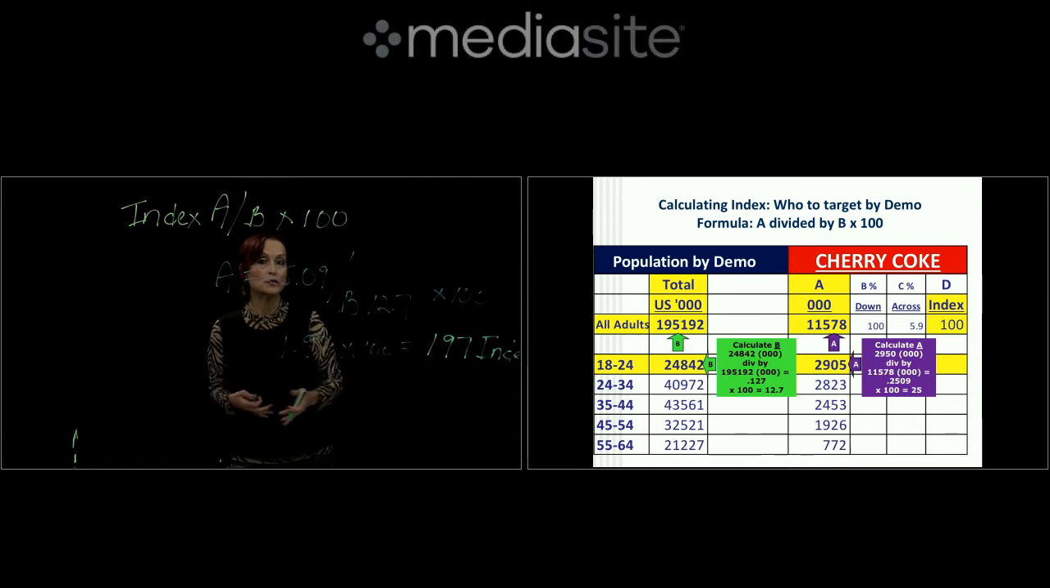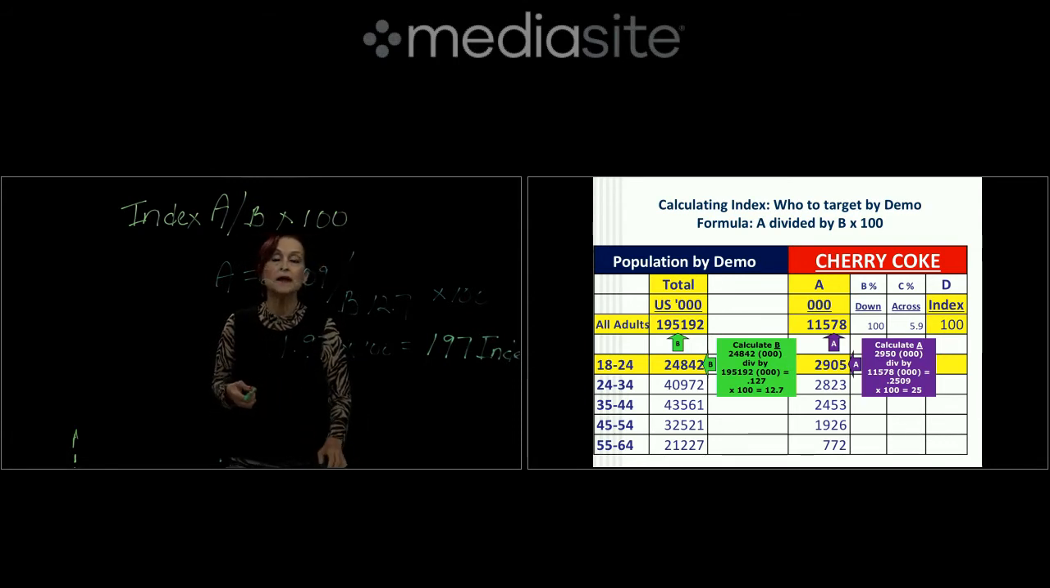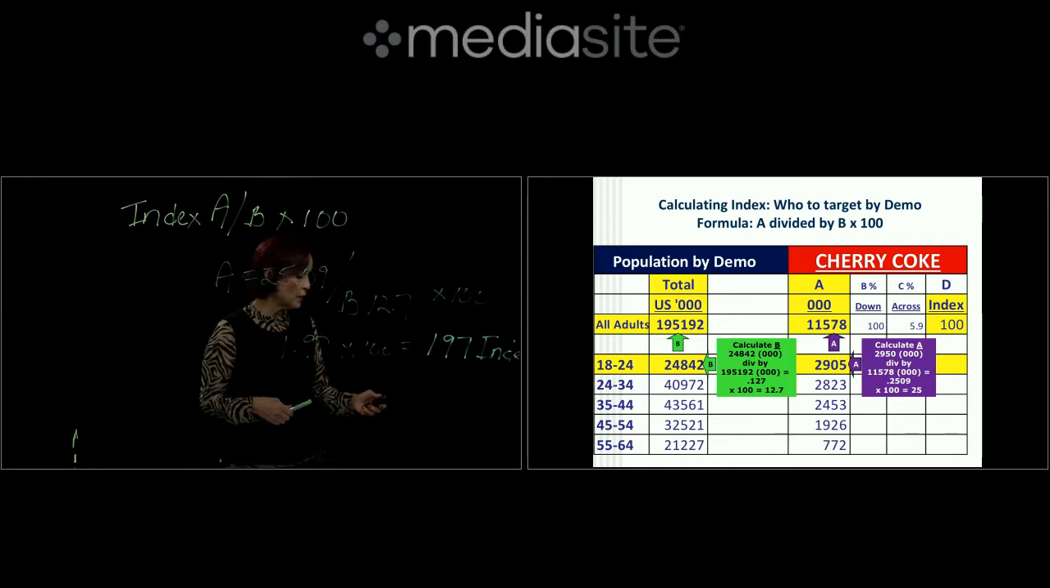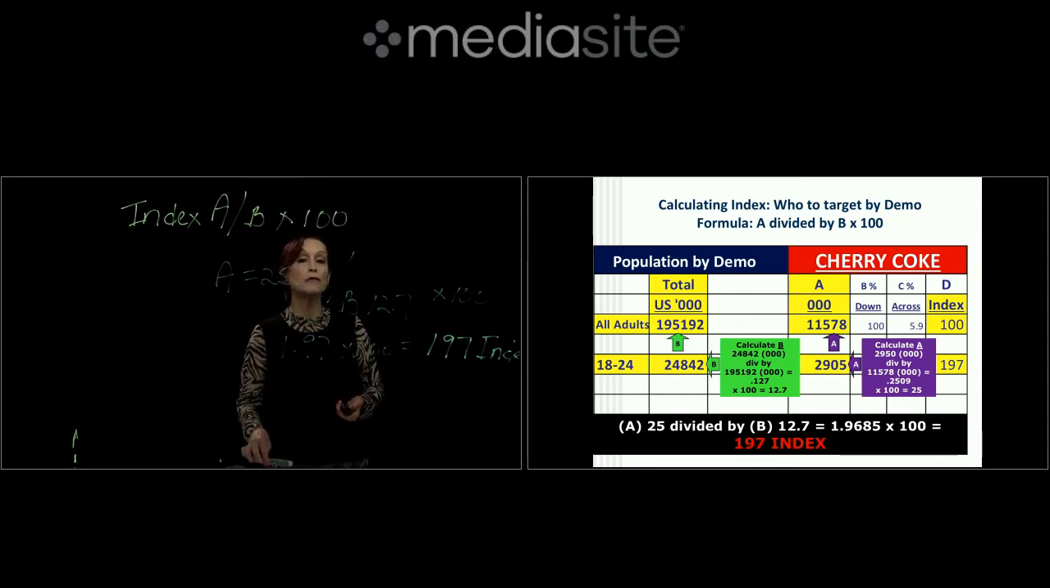So the index is 197. So now let's understand these results. The index is for adults 18 to 24. So there we go. There we have the index. The index is for adults 18 to 24 cherry Coke drinkers, which is 197.